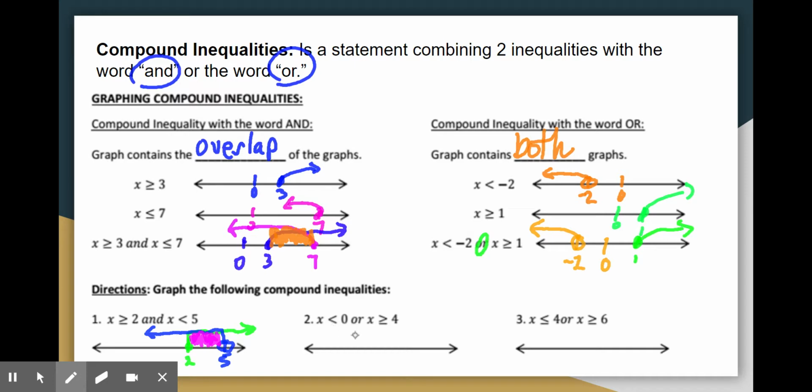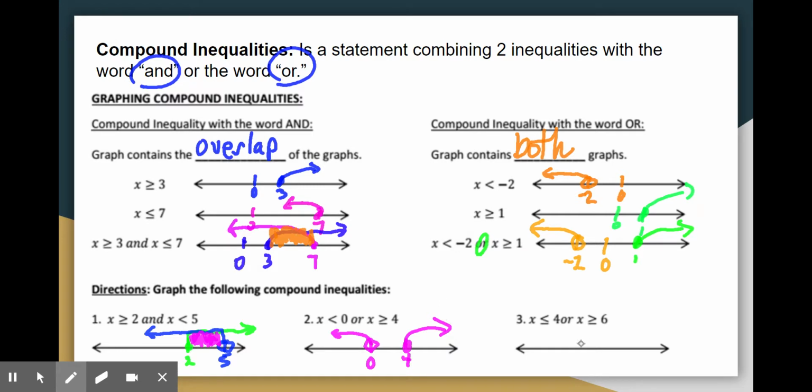All right, how about the next one? It says x is less than 0. So here's 0. We'd put an open circle and we'd graph it this way. And then we'd have 4. 4 has a closed circle, and we go to the right. Okay, so this is my solution. My solution is you can go one way or you can go the other. You can go to the left or you can go to the right.